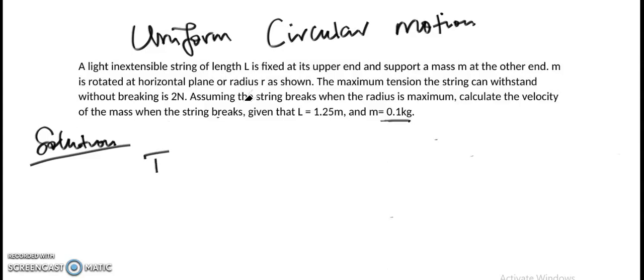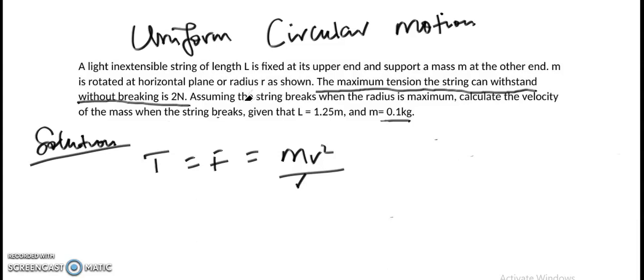We know that tension is given by T equals F, and F will be equal to mv squared divided by R, which is the radius. Here we know that F, the force, is 2 newtons, because we are told that the maximum tension the string can withstand without breaking is 2 newtons. And we know that the tension is equal to force. So this implies that tension, which is force, is 2, and 2 will be equal to mv squared over r.